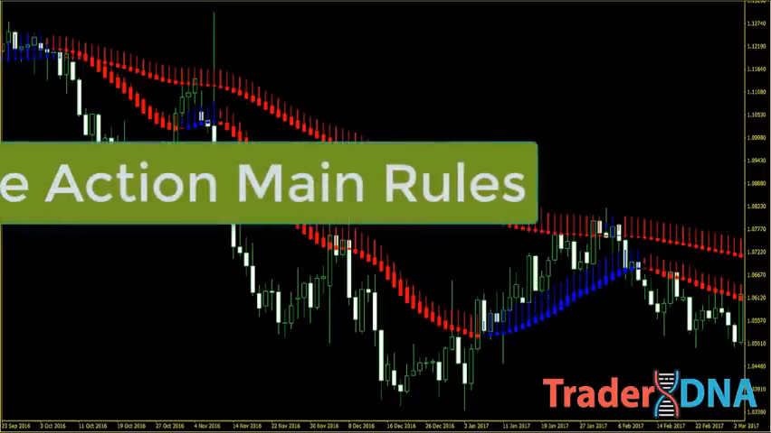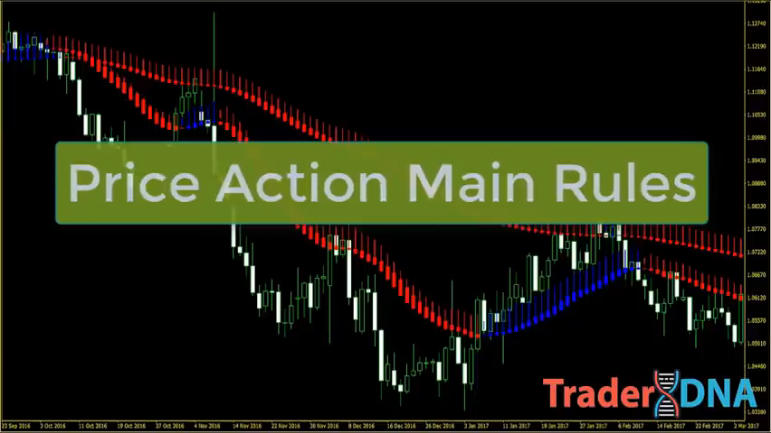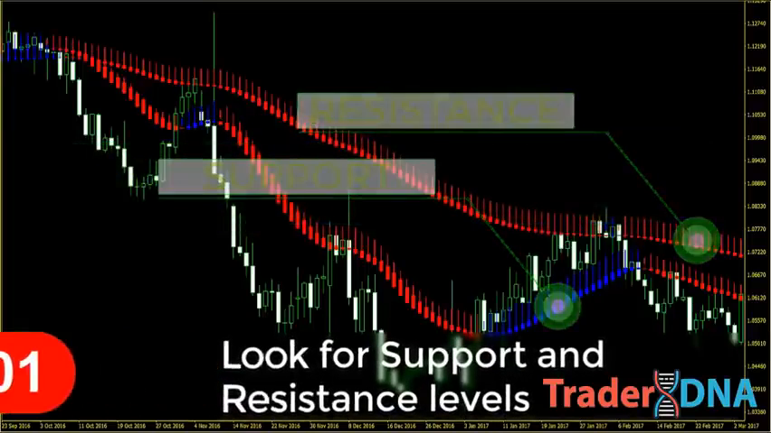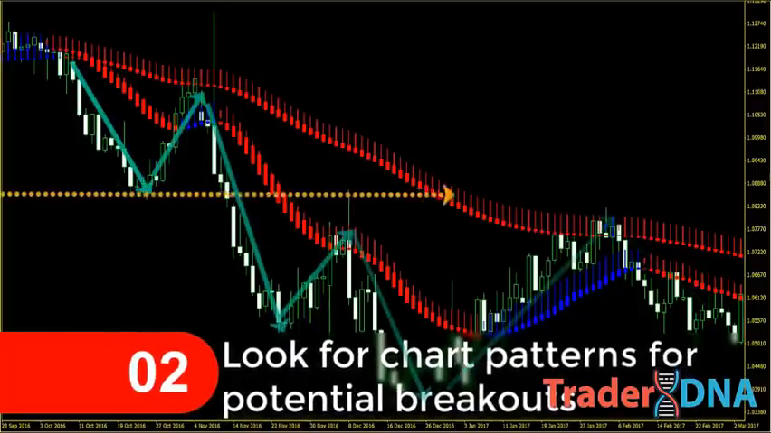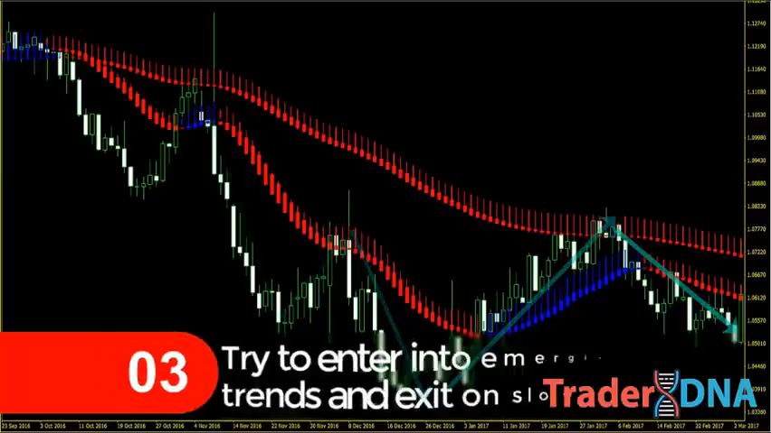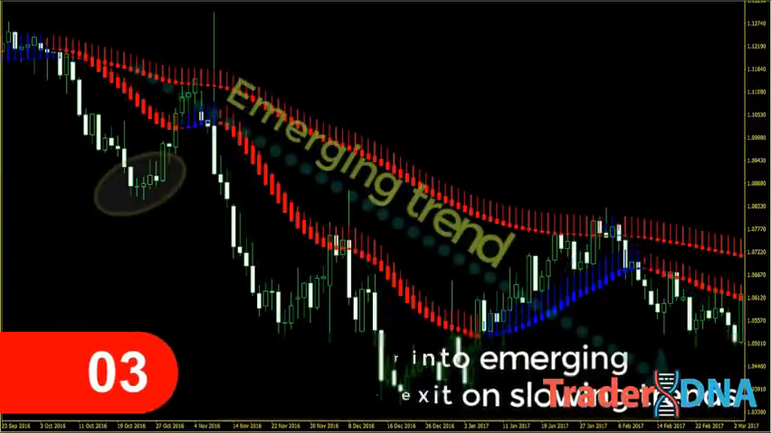Every smooth Heiken Ashi trading strategy should include price action main rules. First, look for support and resistance levels. Second, look for chart patterns for potential breakouts. And third, try to enter into emerging trends and exit on slowing trends.